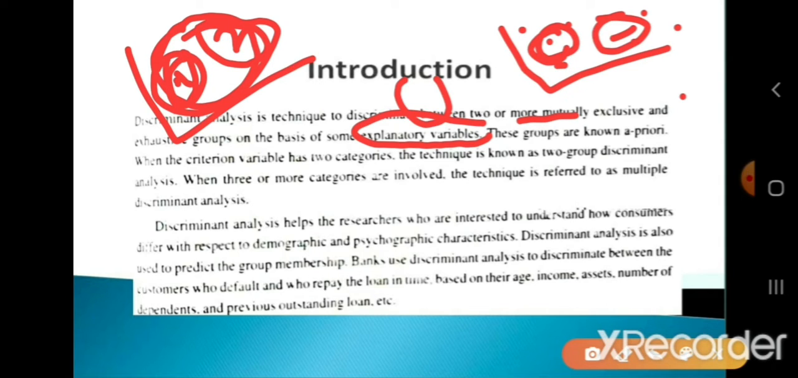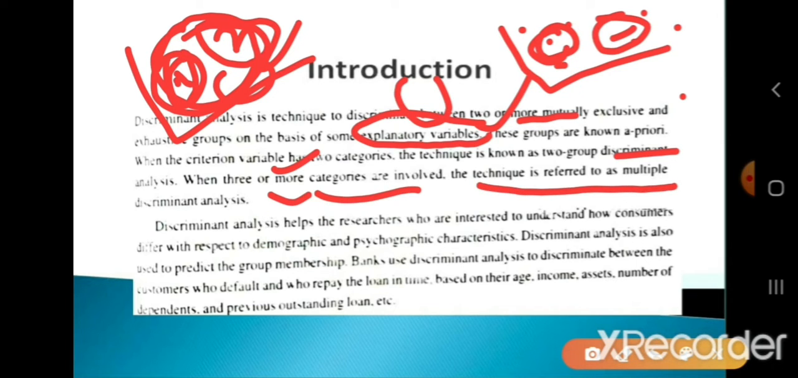Okay, and these groups are called priori, and the number of groups may be more than 2. So when the criterion variable has two categories, this technique is called two group discriminant analysis. And when three or more categories of groups are involved, this technique is referred to as multiple discriminant analysis.